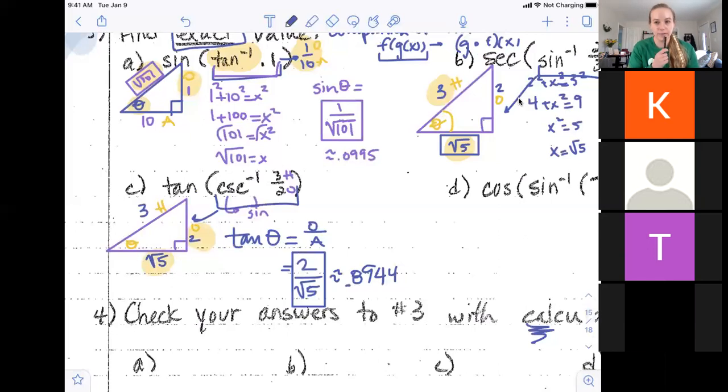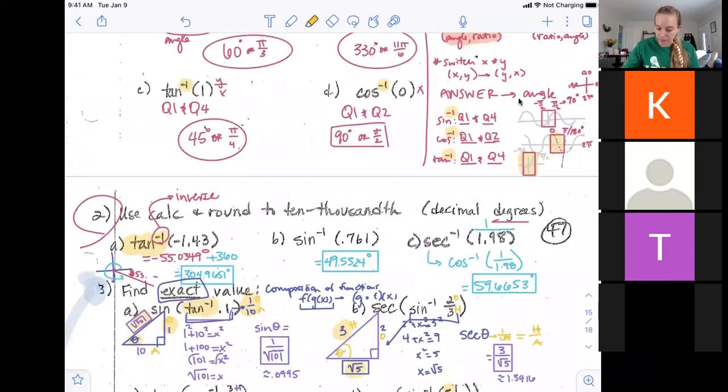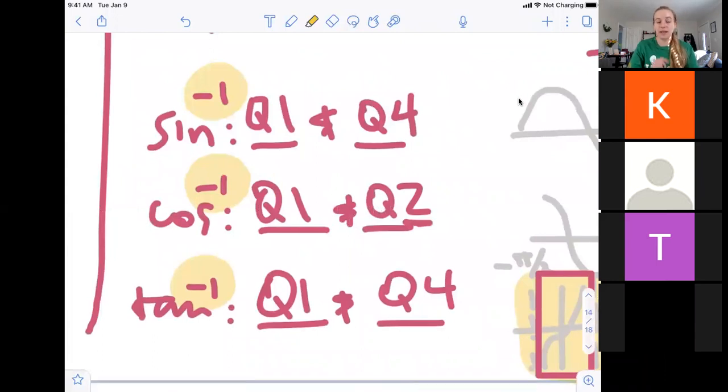Any questions so far? I hope we're getting the hang of it. We got one more to do. And this last one is a negative, and we haven't had any negatives. I want to pause and remind us that on Thursday, I told you these important things. Inverse of sine is always in quadrants 1 and 4. Inverse of tangent is also in quadrants 1 and 4. And inverse of cosine goes in quadrants 1 and 2.